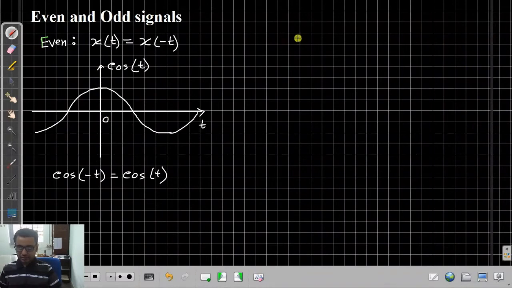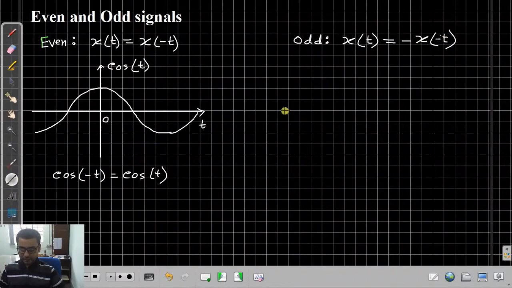Similarly, a function is called an odd function or an odd signal if x of t is same as minus x of minus t. One popular example is, of course, sine t.